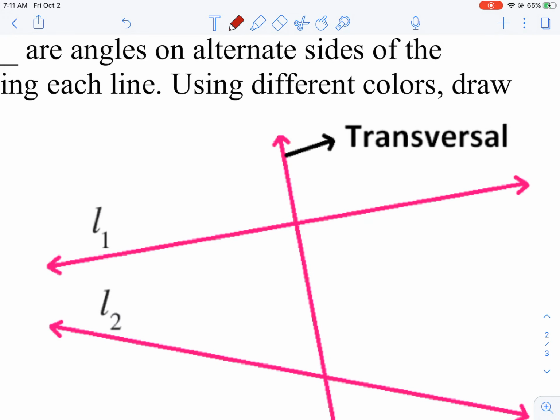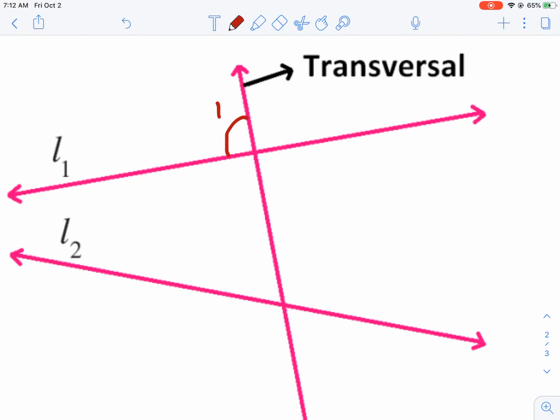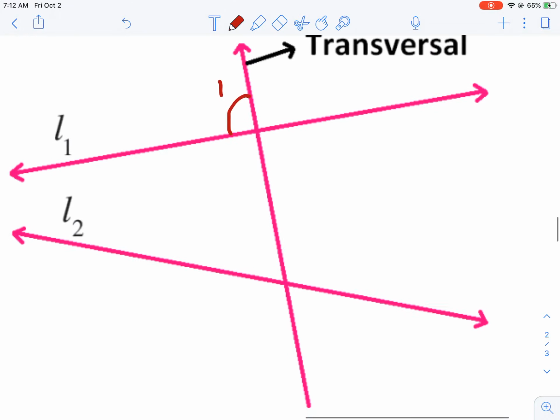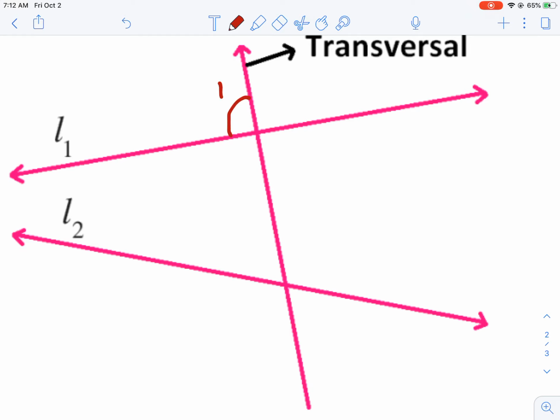So for example, if this is 1, that's on the outside of the two lines, right? These are the 4 interior angles, so the other 4 are the exterior angles. So we need to go opposite of the transversal. So instead of being on the left side, we're gonna move to the right side, but then we have to go down here to the other line. So this would be like 8, I guess, okay? So this would be alternate exterior angles.